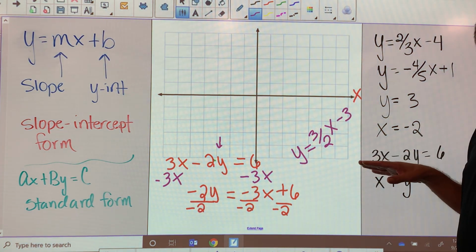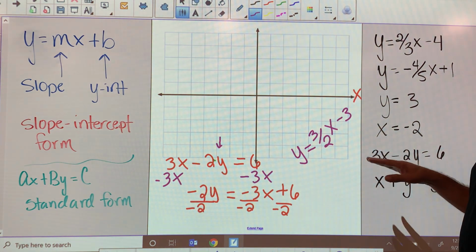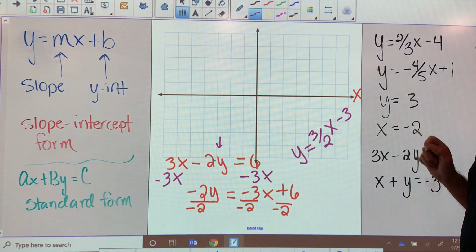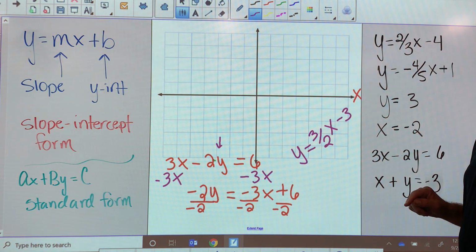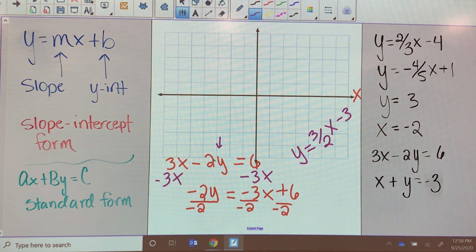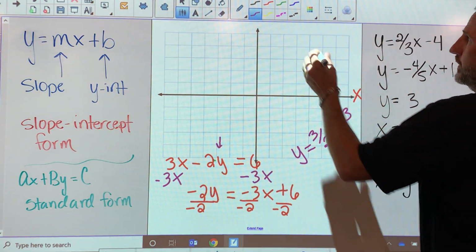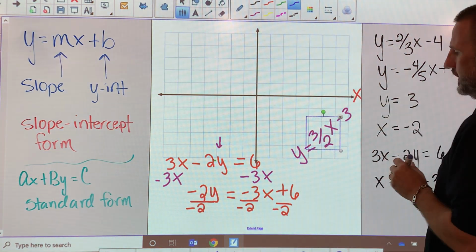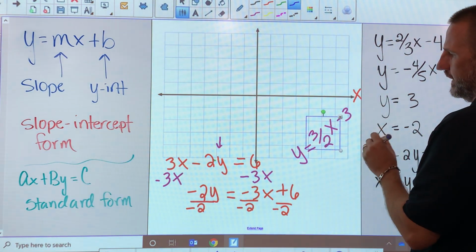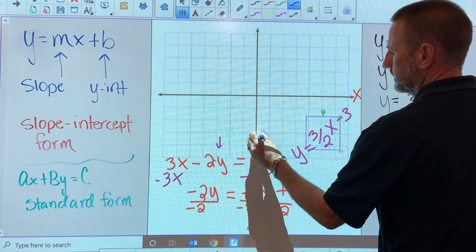Well, I've got all my information now. I know exactly where I need to start, at negative 3. I know exactly how much to make my little staircase, my rise over run. So I should be good to go here. So let's go ahead and draw the picture. I'm going to change my markers to another color here. And I'm supposed to start at negative 3.